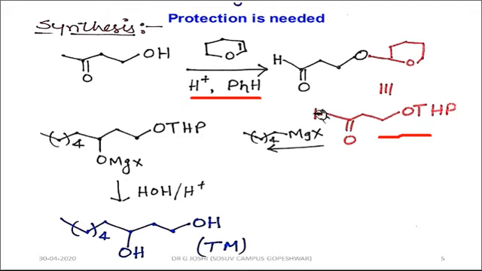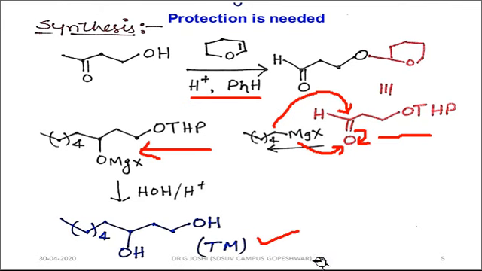Now, the product of this protection will not react with the Grignard reagent. If we react this protected molecule with the Grignard reagent, we'll get the approach of the Grignard reagent at the carbonyl carbon. This negative part will interact over here, MgX will go on this oxygen, and finally we'll get this product. After hydrolysis, we'll achieve the target molecule.